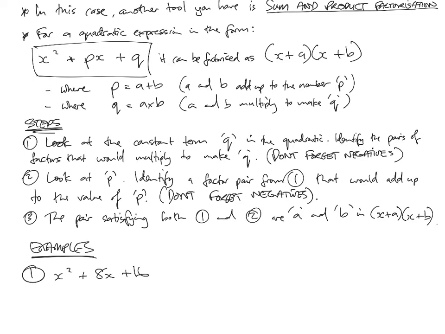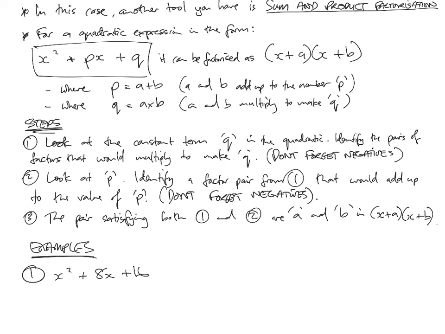So if you have a quadratic expression in this form, notice there's no number in front of the x squared, it's just x squared plus something x, in this case px plus q. It can always be factorized as x plus a and x plus b. Now you're probably wondering where the a and the b come from. They are in relation to p and q, because p is the sum of the numbers a and b in these brackets. A and b add up to the number p, and then q is the product of a and b. So a and b multiplied together make q.